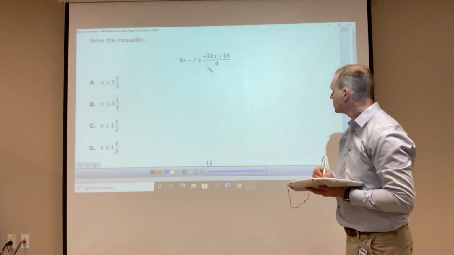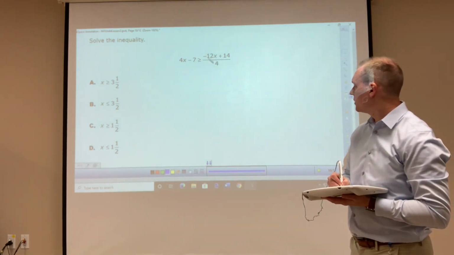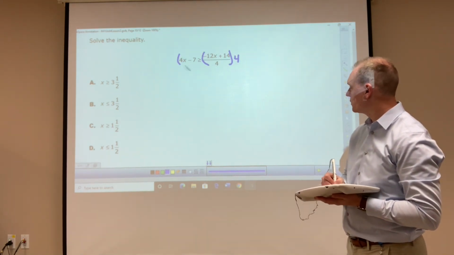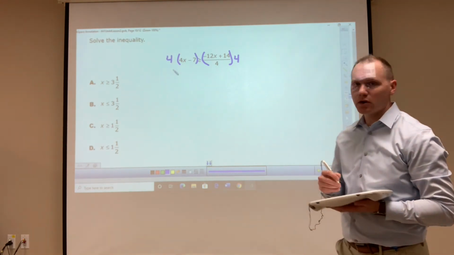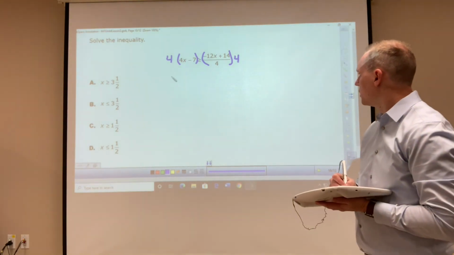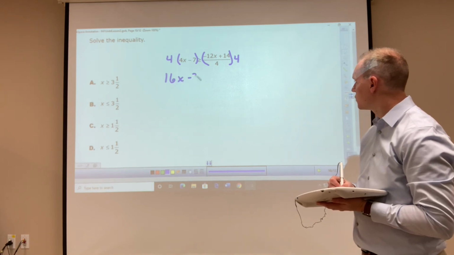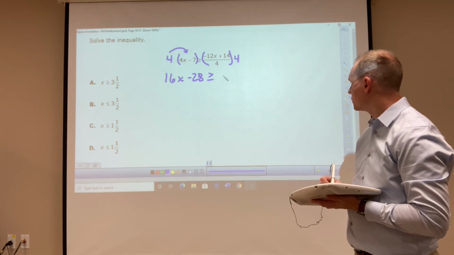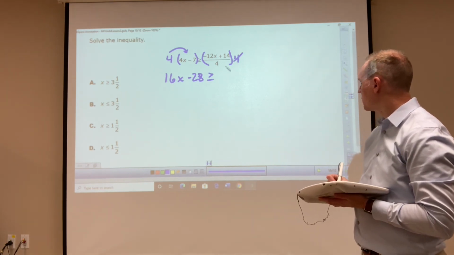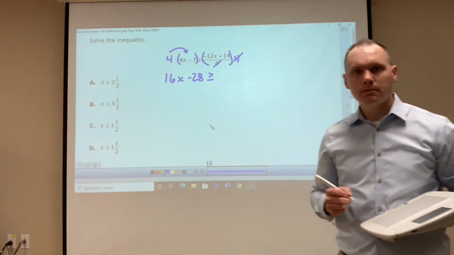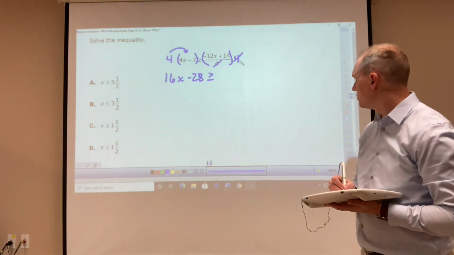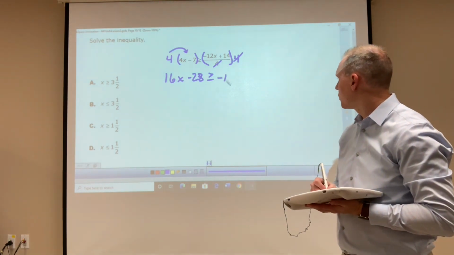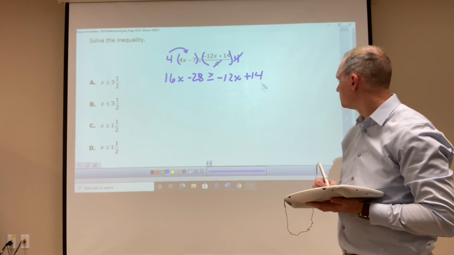What I'd like to do first is multiply both sides by 4. Again, going back to our last video, if we multiply both sides by 4, we have to multiply the whole sides by 4. So that's going to be 16x minus 28, if we distribute the 4 inside here to both of those, is greater than or equal to, if we multiply this side by 4, 4 divided by 4 is just 1. So what that's going to do is multiply this numerator by 1, which is basically just the numerator. So negative 12x plus 14.